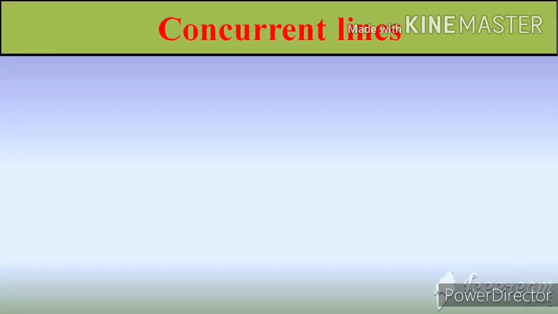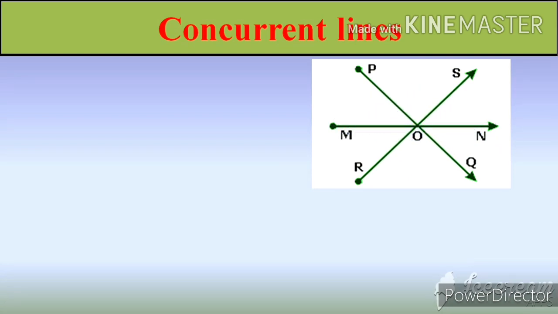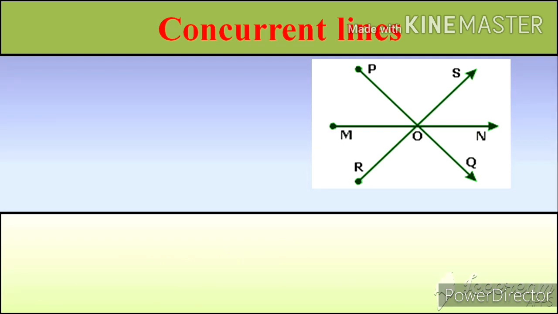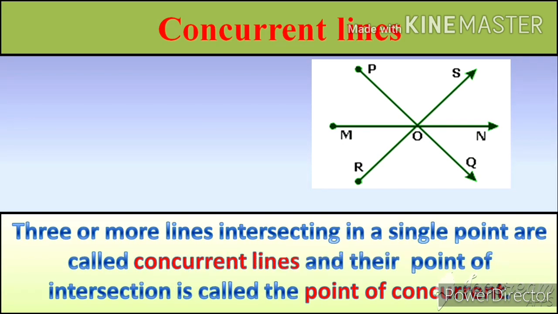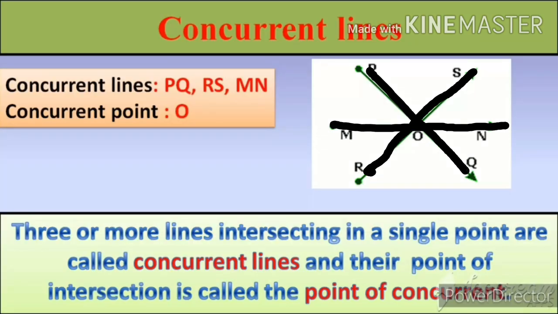Now student, concurrent lines. Concurrent lines means 3 or more than 3 lines intersecting in a single point are called concurrent lines, and their point of intersection is called the point of concurrence. In the given figure, PQ, RS and MN are the concurrent lines and the point of concurrence is O.